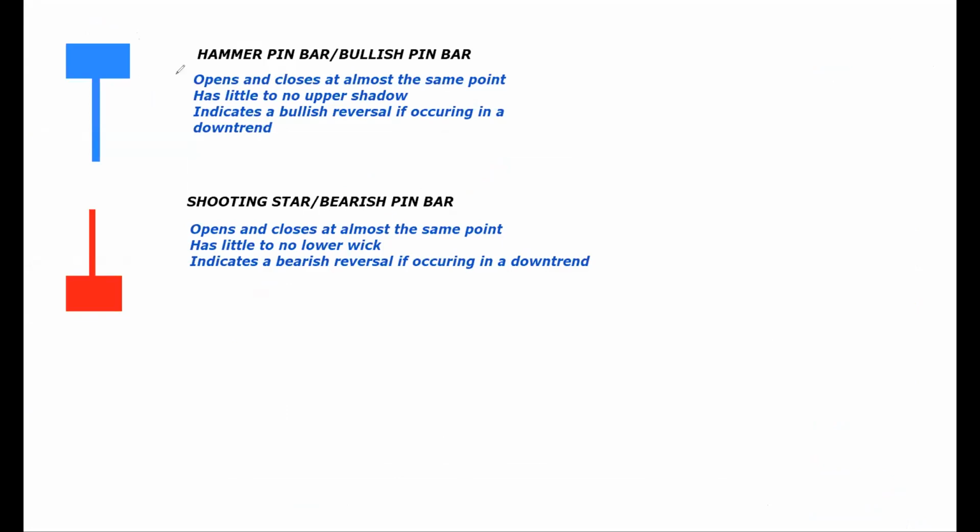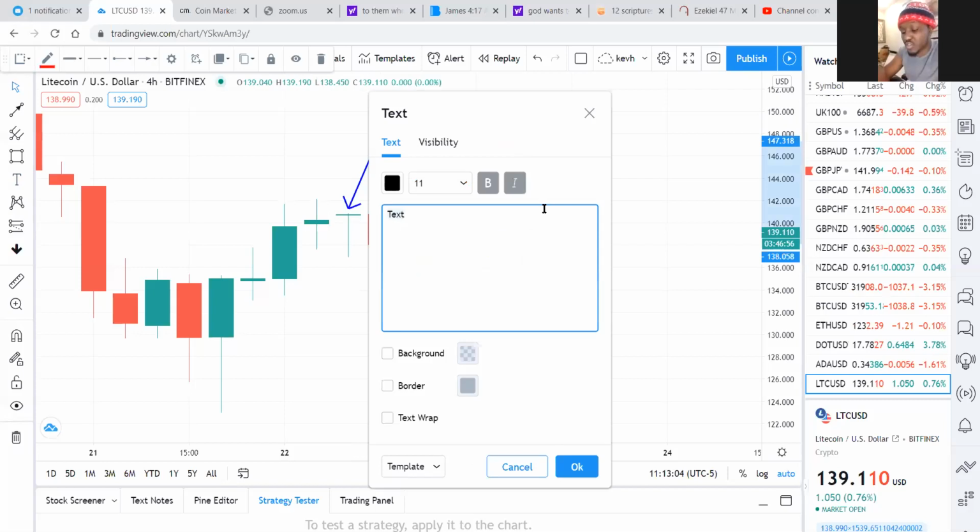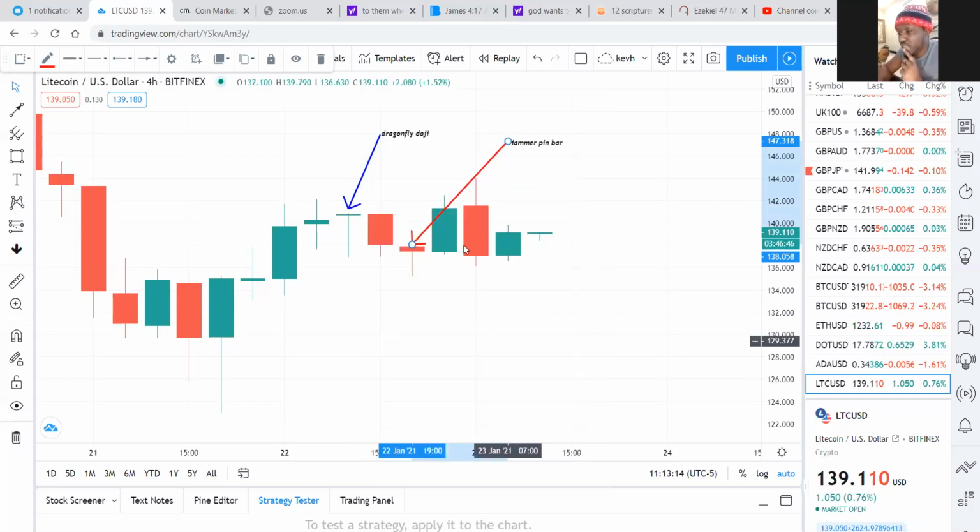So I made this bigger, right? Has little to no upper shadow. I hope you are seeing the difference. One has no body at all, and this one has some kind of a body. But it's still very tiny though. It's not that big, right?